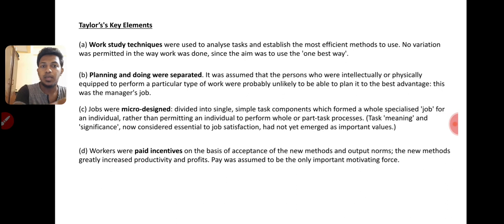Then paid incentive: workers are paid incentives, which I already told you. This motivation is not there in Fayol, but Taylor emphasized the paid incentive. So if there is any comparison between Taylor and Fayol, you can say motivation is not told by Fayol. But these are key elements, not the normal or common principles. So then Elton Mayo is saying human relations.